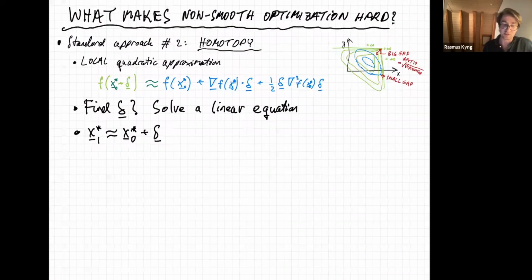Okay, so how do we actually solve this local quadratic approximation? Well, it's a quadratic function, so it corresponds to some linear equation. So we just solve a linear equation. That's what we have to do for the local quadratic problem, because it tends to be a very, very elongated, smooth problem. So gradient descent won't work well, but linear equation solving will. And that way we find our update delta, and then we get our new optimum x1 star.